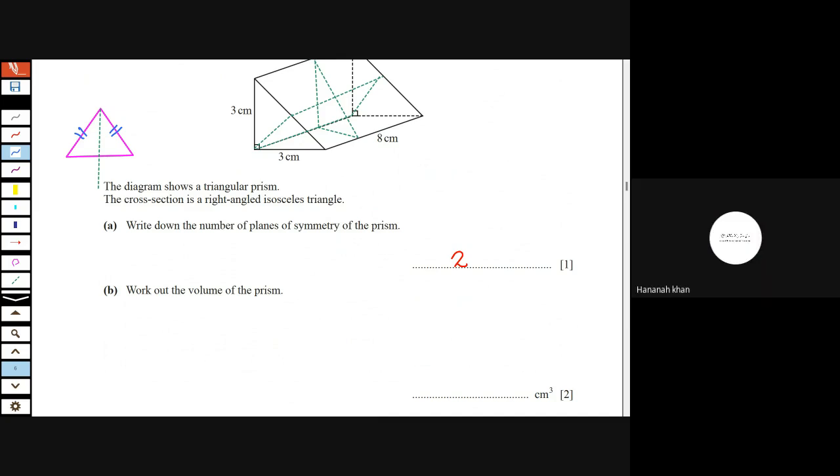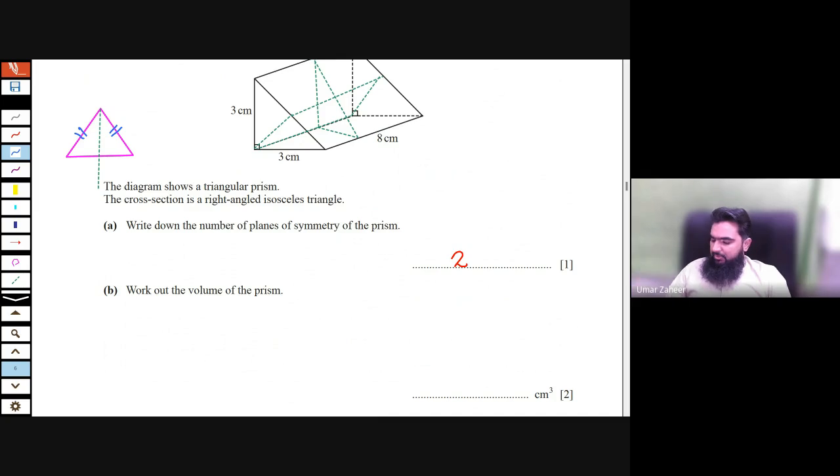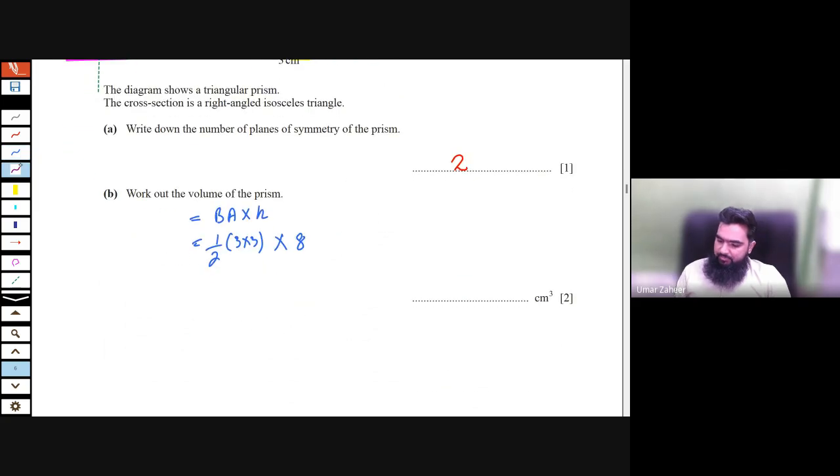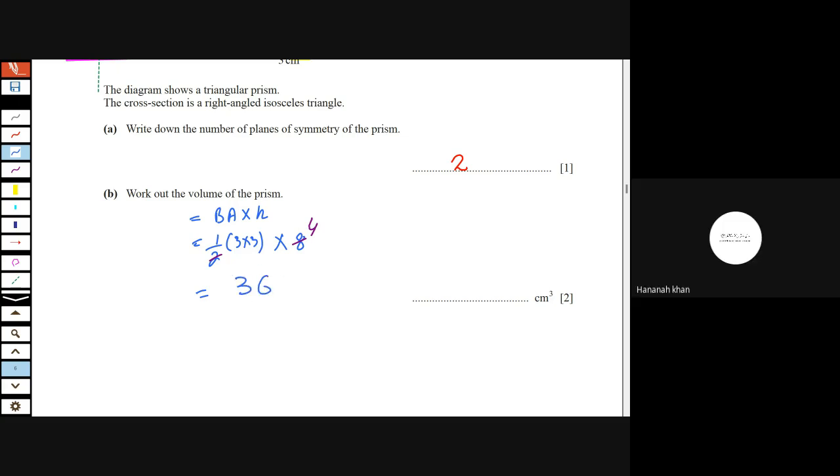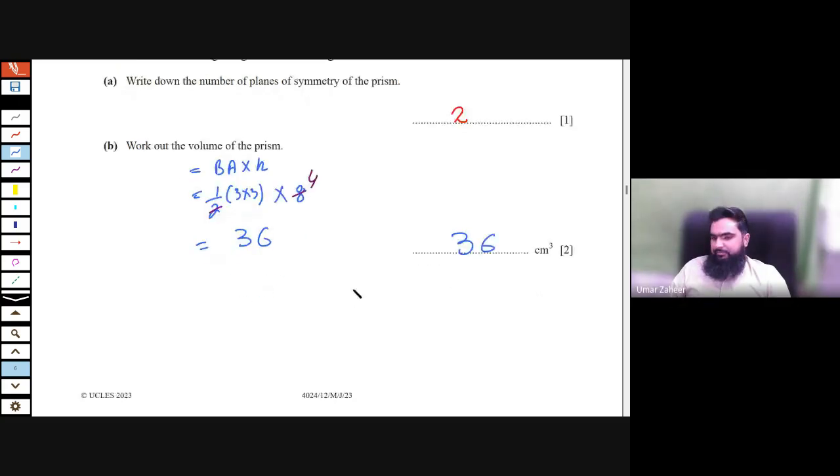Next, we have to find the volume. The volume is the base area multiplied by height. The base area is basically a triangle, and that is a right angle triangle, so half base into height. The base area is 1 by 2 times base into height, 3 into 3, into the height of the prism, that is 8 centimeter. Now 2 times 4 is 8, so we will get 3 times 3 is 9, 9 times 4 is 36 centimeter cube.